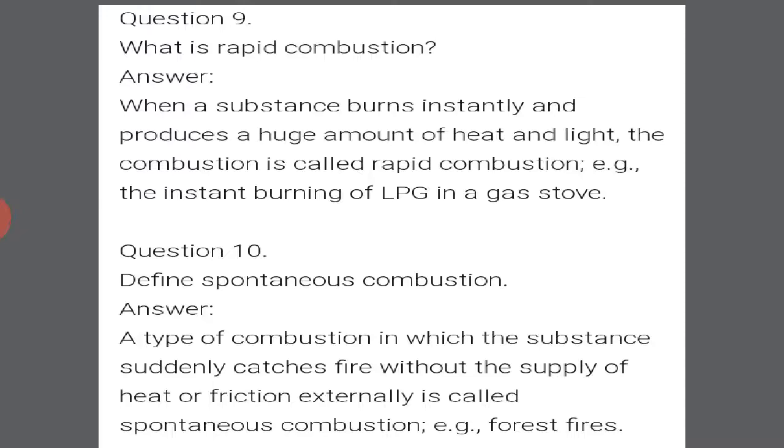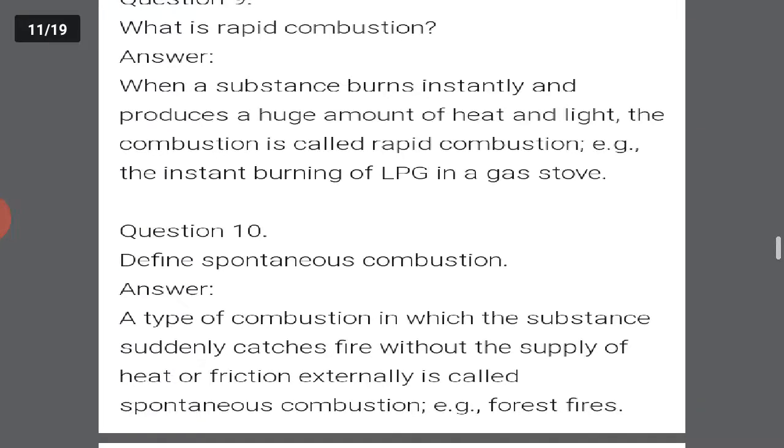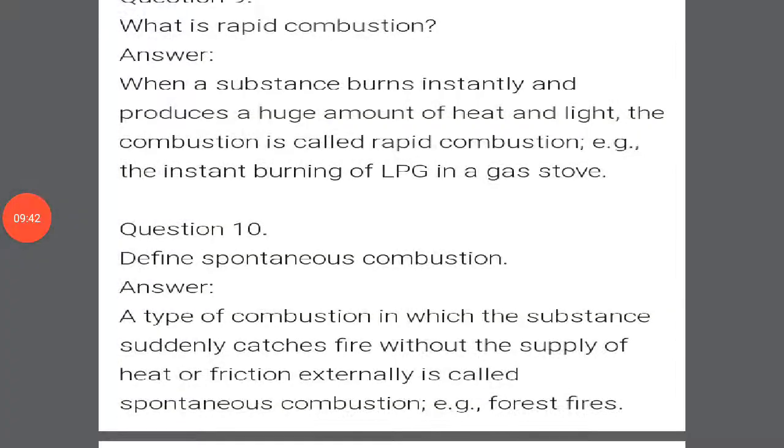Next is, define spontaneous combustion. A type of combustion in which a substance suddenly catches fire without the supply of heat or friction externally is called spontaneous combustion. Example, forest fire.